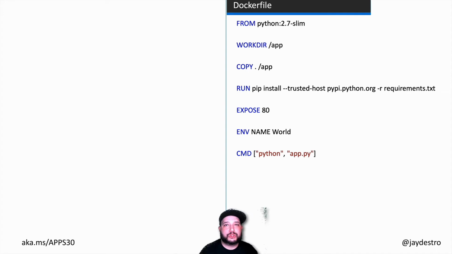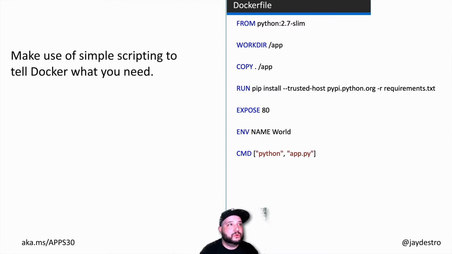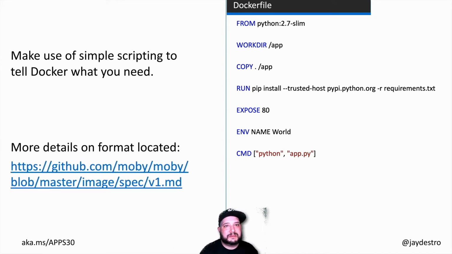We're going to copy it. We're going to run pip install. We're going to expose port 80. We're going to create an environment variable called NAME with the value World, and then eventually we'll run the Python app. So we can use simple scripting to tell Docker what you need, and if you want to look at it, like I said, this is the spec. You can customize it based on what you need.